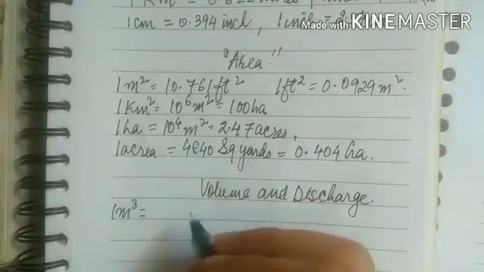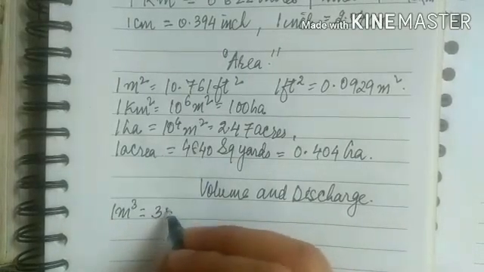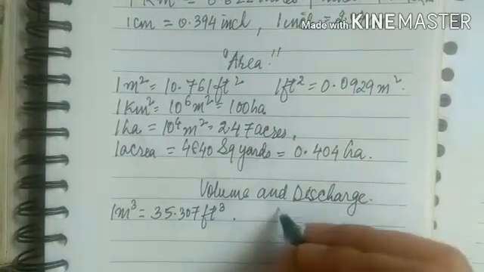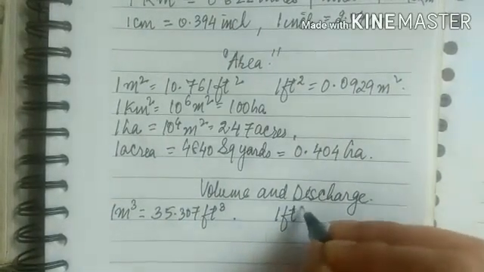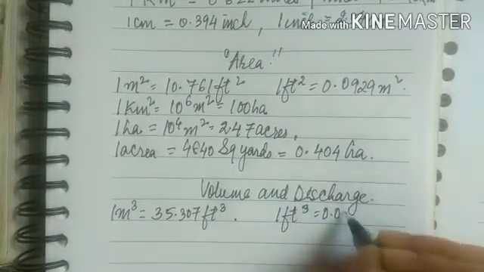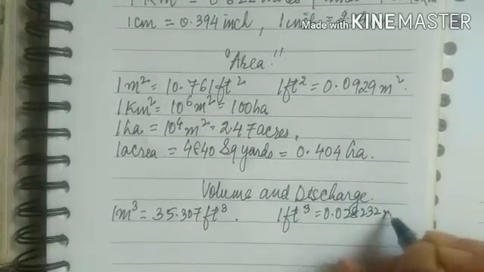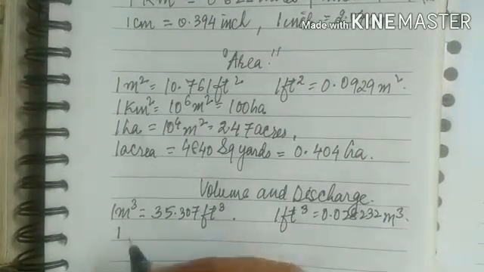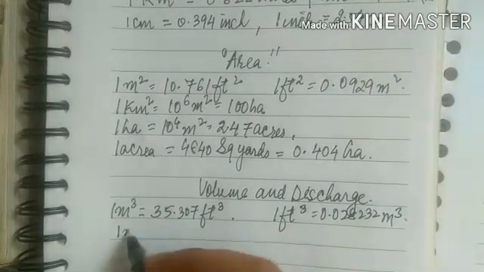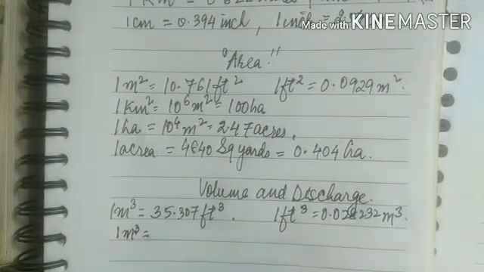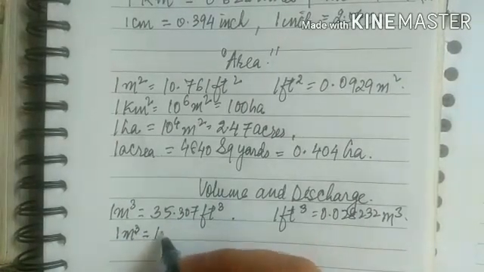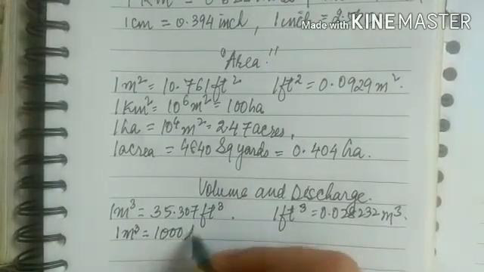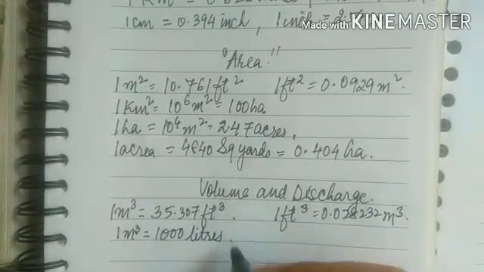So if we convert meter to feet, 1 meter cube is 35.307 feet cube. And if we reverse it, 1 feet cube is 0.028232 meter cube. This is one conversion that is very important, which comes in many of our calculations. Like, 1 meter cube, how many liters are there in 1 meter cube? There are 1000 liters. Very important, very important.